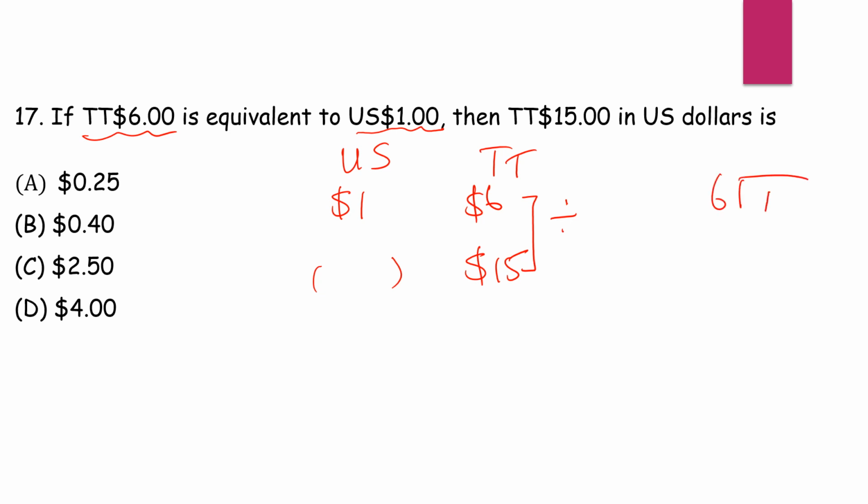6 into 15, 2. Remainder 3. So 6 into 30 is 5. So when we divided, we got $2.50. So the answer here is $2.50. So it is C. C is the answer.